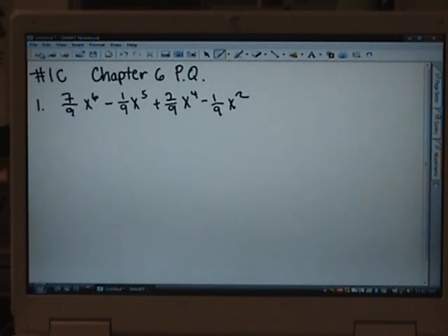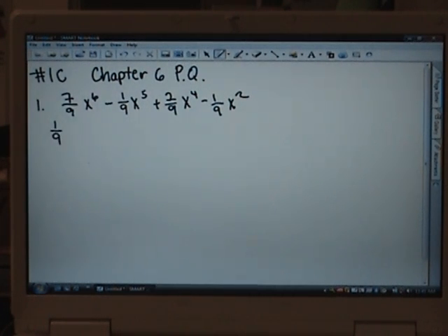This is for number 1C, chapter 6, practice quiz number 1. And a lot of us are not secure in using fractions, and so when we see fractions, we panic. Oh no, there's fractions. For this one, what can we take out of all the terms?